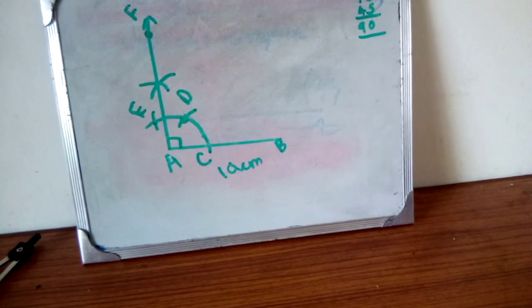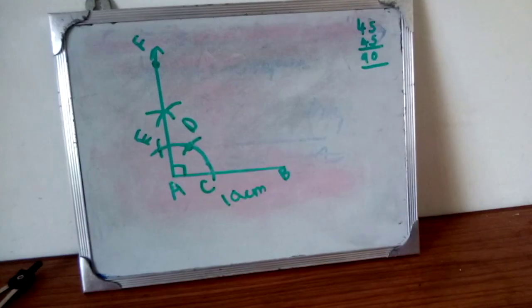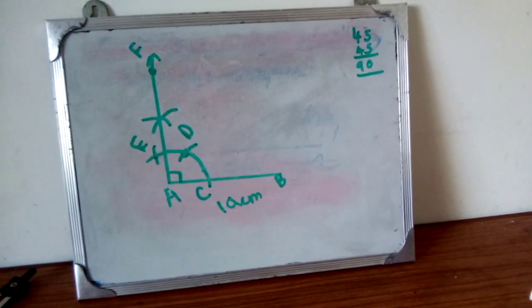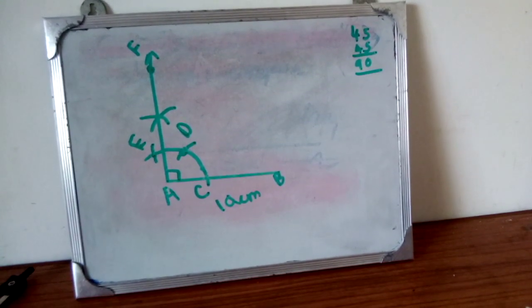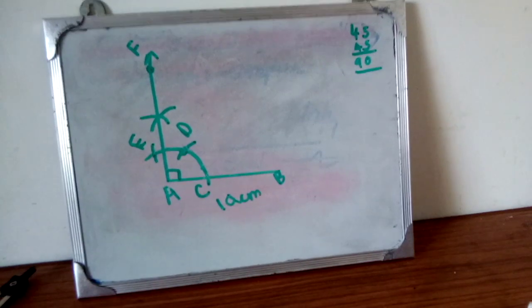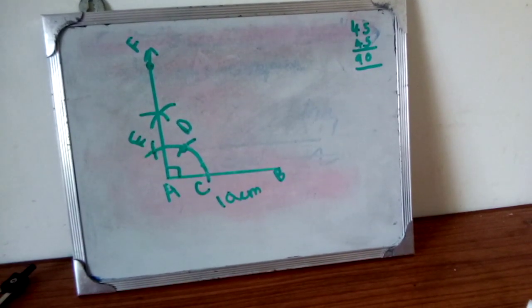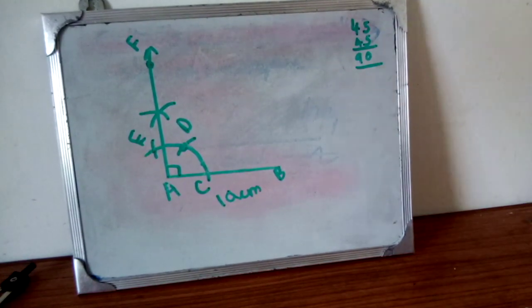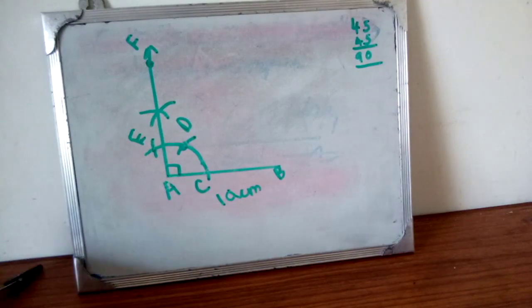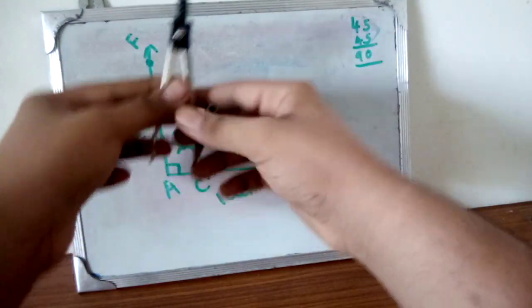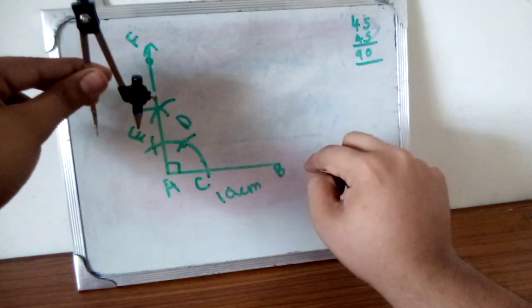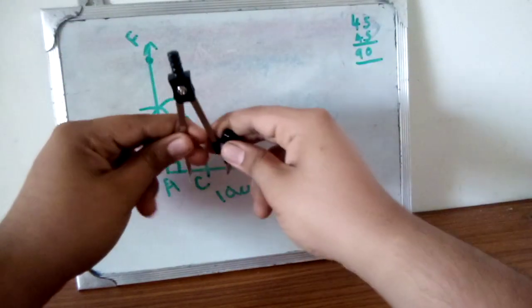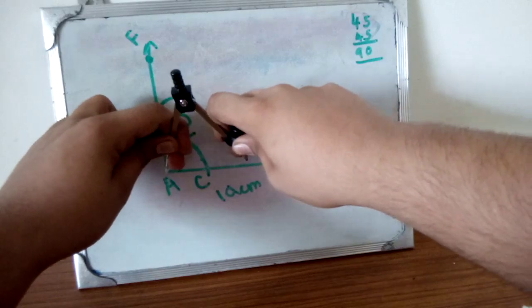So we will have to make a perpendicular bisector of the 90 degree angle, and then we will get 45 degrees. So first we can make a perpendicular bisector. You take the radius, you will make a perpendicular bisector of the line segment AB, and the radius should be more than half of AB.